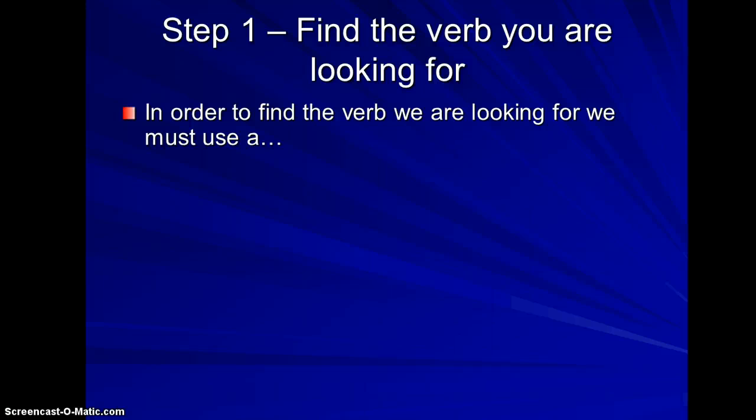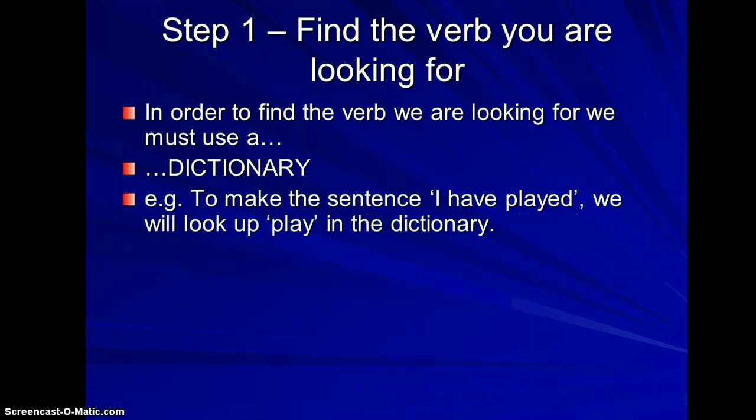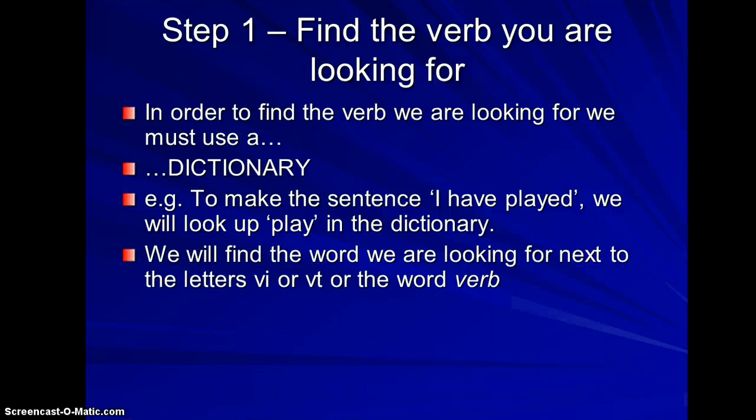In order to do that, we obviously need a very, very crucial piece of kit for any language learner, the dictionary. To make the sentence I have played, firstly we're going to look at play in the dictionary. That's in its infinitive form. We find the word we're looking for next to the letters VI or VT. We don't need to worry at the moment what the I and the T stand for. And in some dictionaries, particularly newer ones, you often just see the word verb written next to it. Now that's really important because sometimes when we're looking at these words, we find the noun, for example, the play that you see on a stage. So it's really important that we actually find the one we really want. And in this case, the word we find is jouer.